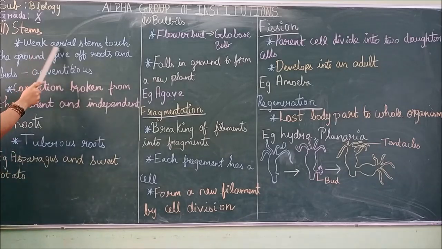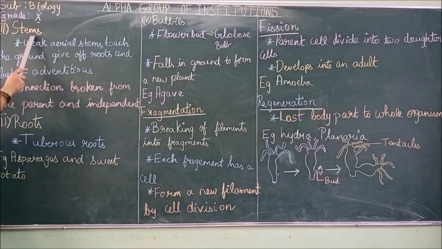What happens, the weak aerial stem bends to the ground and catches the ground with the help of roots, and then it will break off and grow into a new plant. You can see it in your book itself. So an example is strawberry, all these plants, this type of reproduction only takes place through these stems. It is vegetative reproduction.